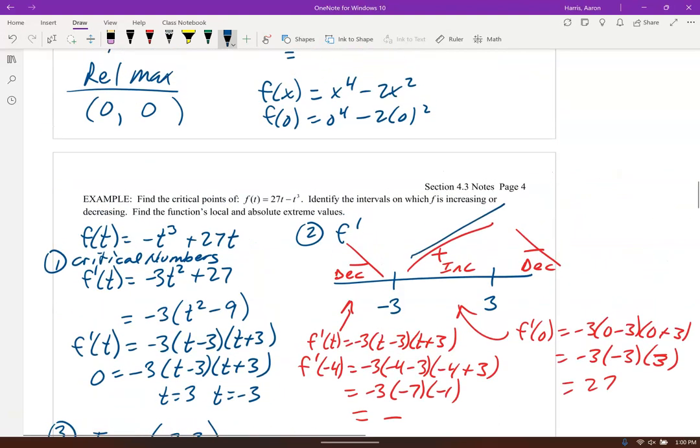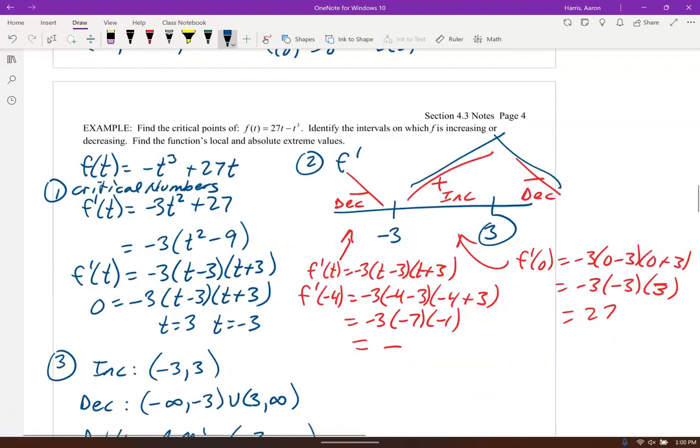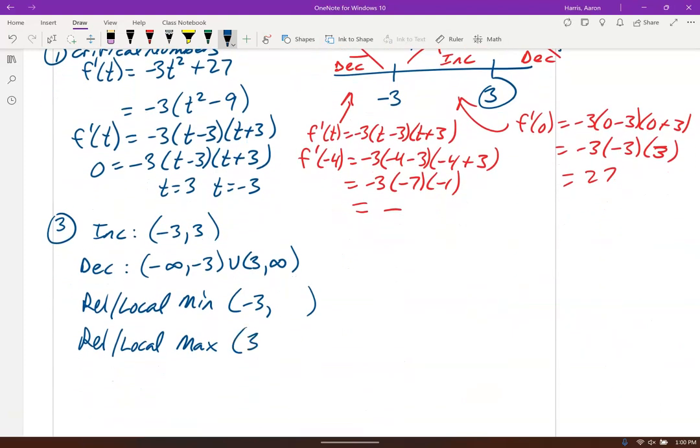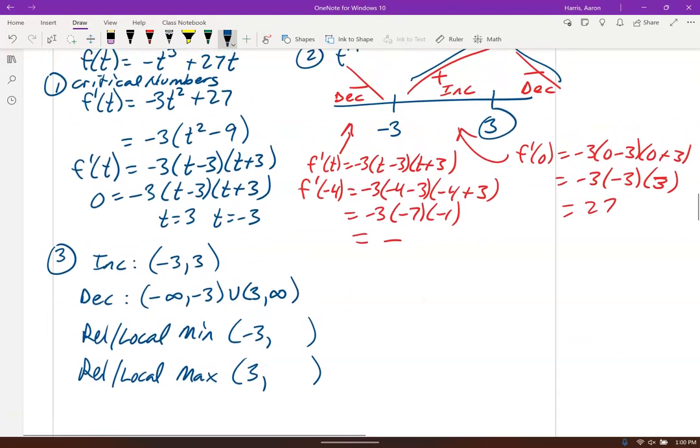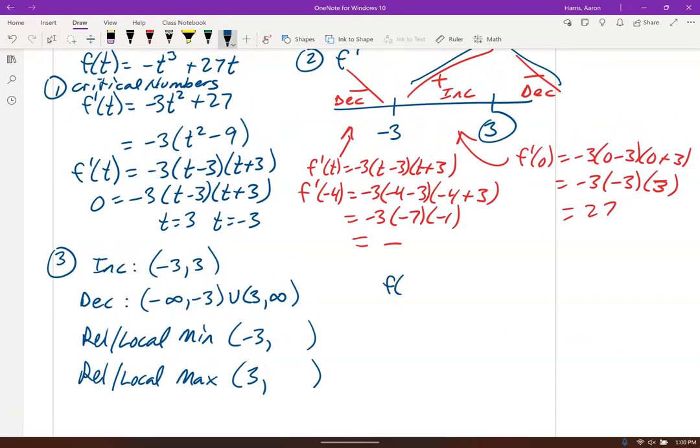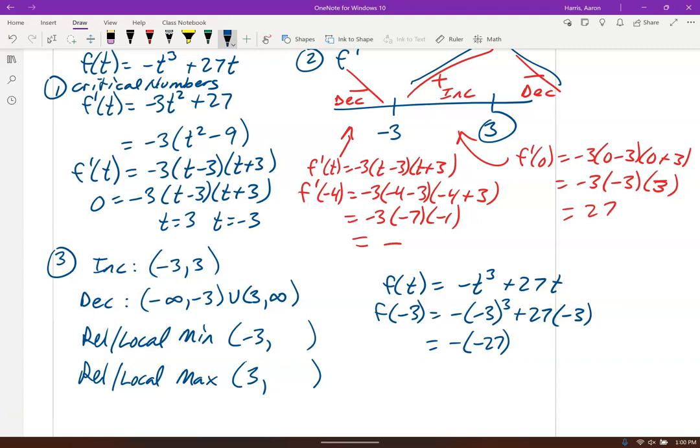If I increase and then decrease, the local max would be at 3. Now I want to plug these into the original function. Remember, the original function was f of t equals negative t cubed plus 27t. So let's plug the negative 3 in first. I got negative 3 cubed plus 27 times negative 3.